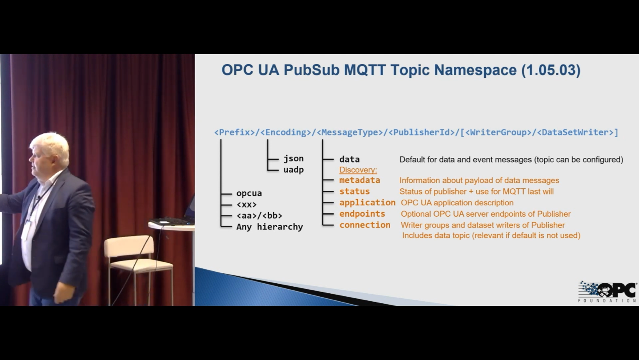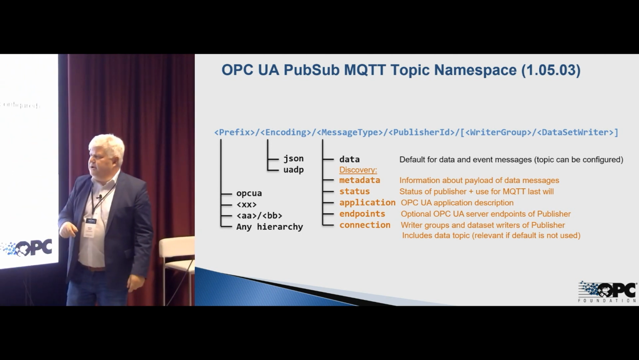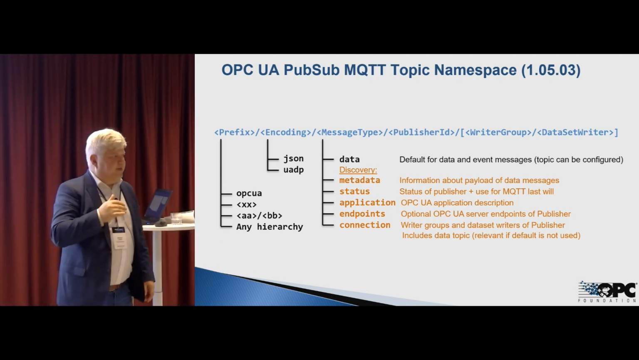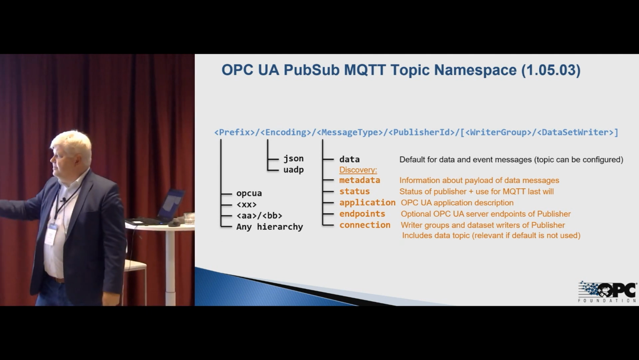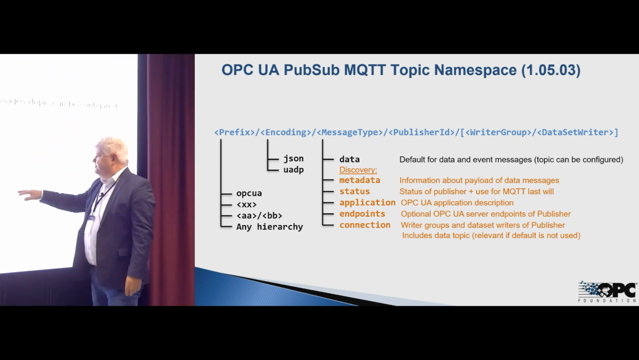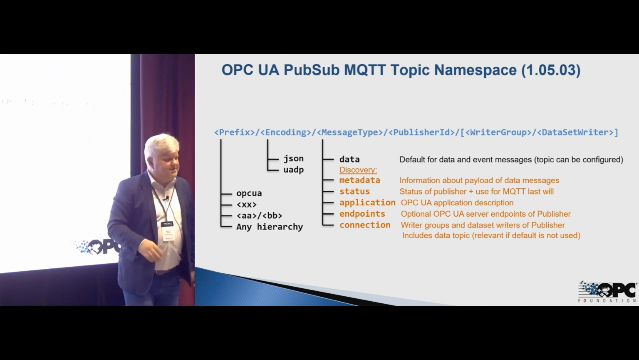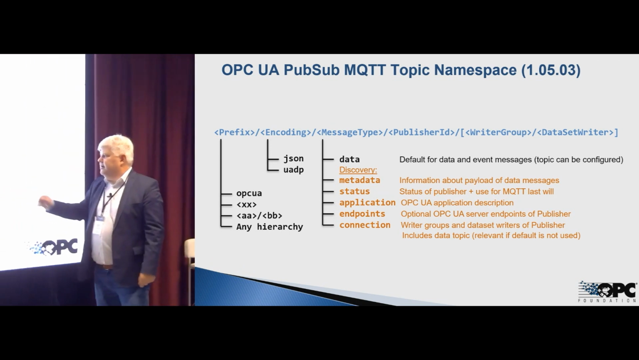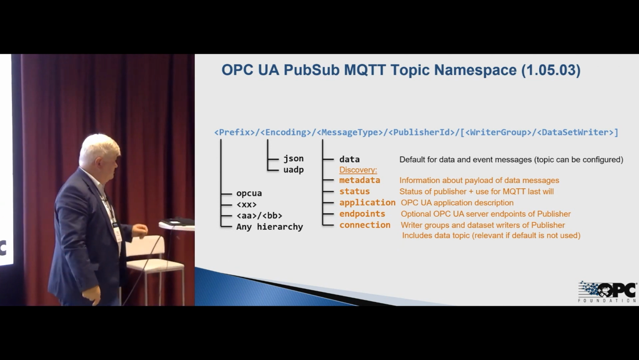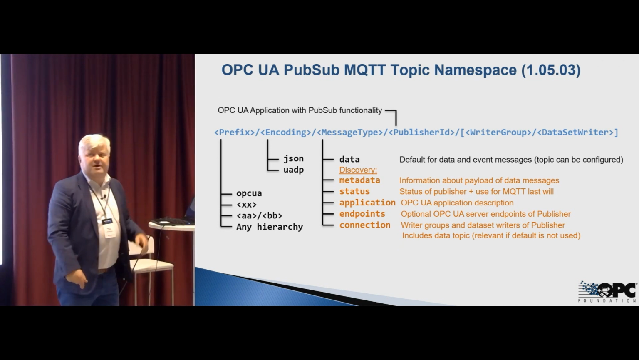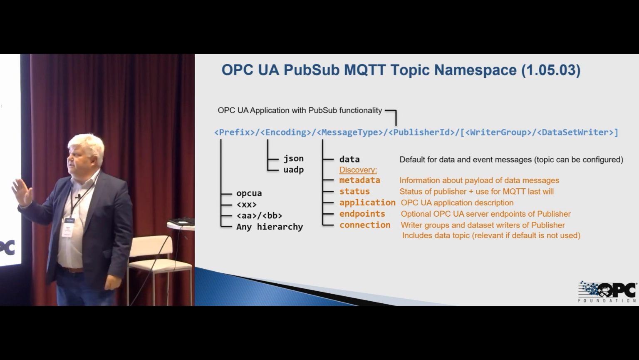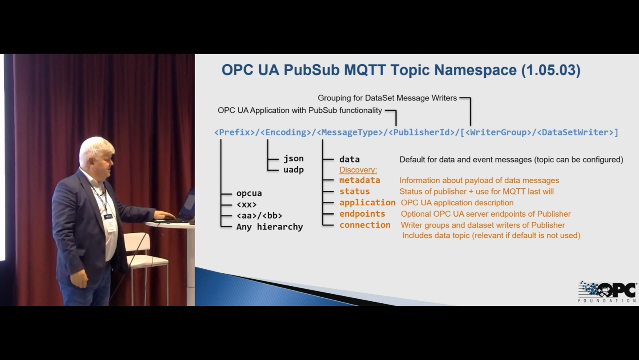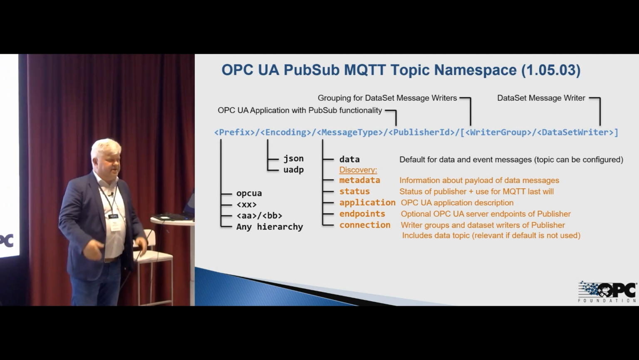And then on the connection message type, we have all the information about the data streams that are configured for that publisher. There you can also find the data topic names. So if the defaults are not used, if you have custom configuration, you find the custom topics there also. The rest is the identification of the publisher and some grouping inside the publisher for the data sets that are sent by the publisher.